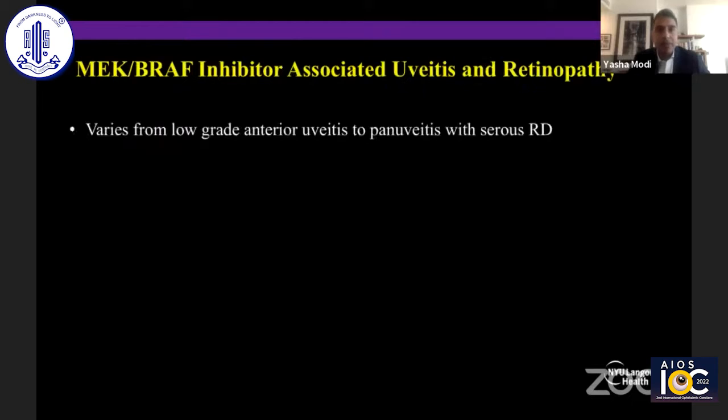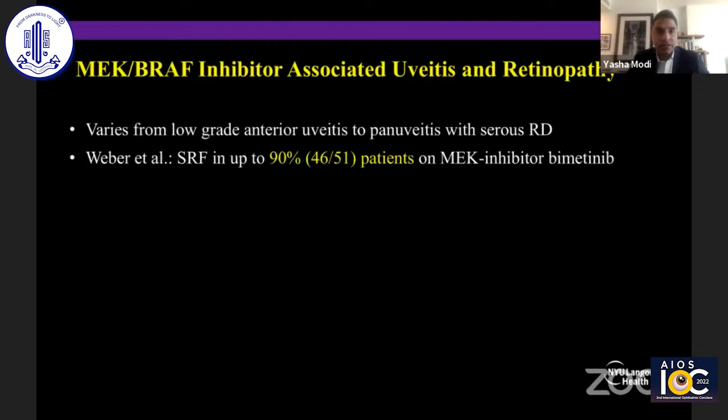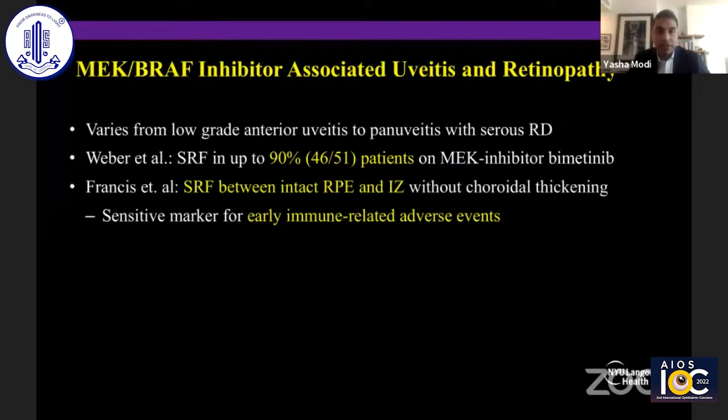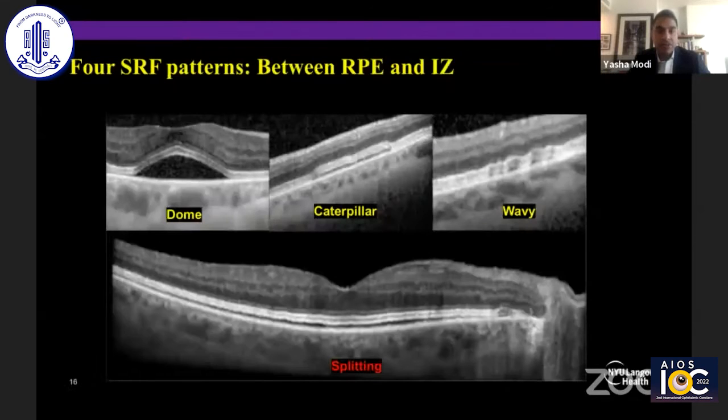And so MEK and BRAF inhibition associated uveitis and retinitis varies from low-grade anterior uveitis to a pan-uveitis with serious retinal detachments. And specifically with ponatinib, the vast majority of individuals will have some pockets of subretinal fluid. And this was further characterized by Jasmine Francis at Memorial Sloan Kettering in New York, where she identified that subretinal fluid between the intact RPE and IZ occurs without associated choroidal thickening. And this may serve as a sensitive marker for early immune-related adverse events.